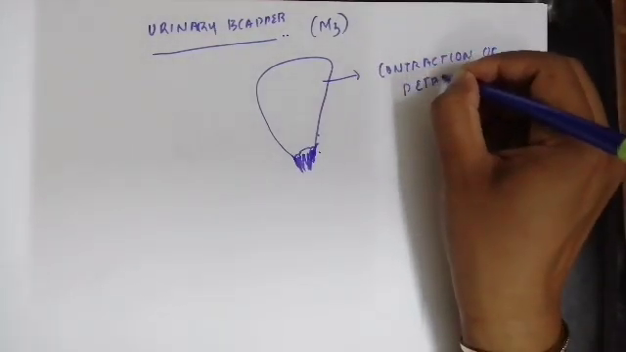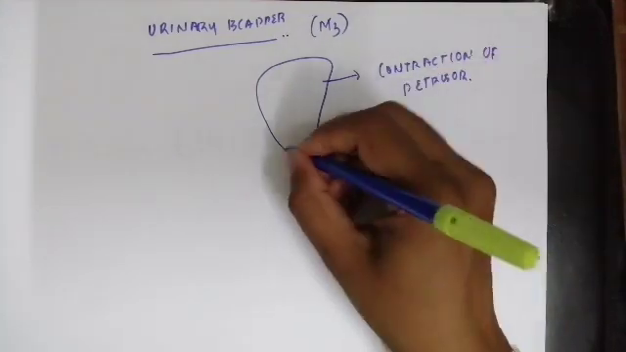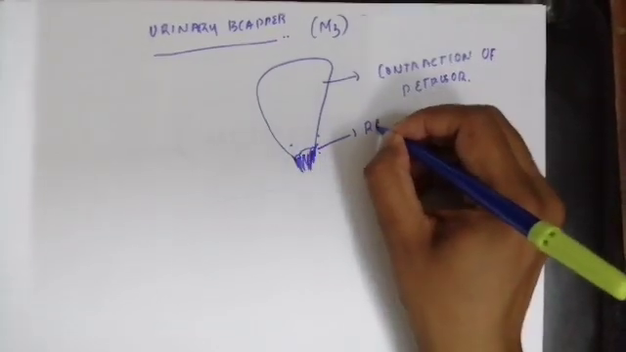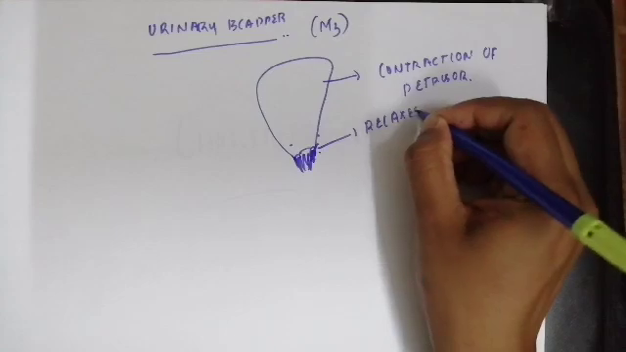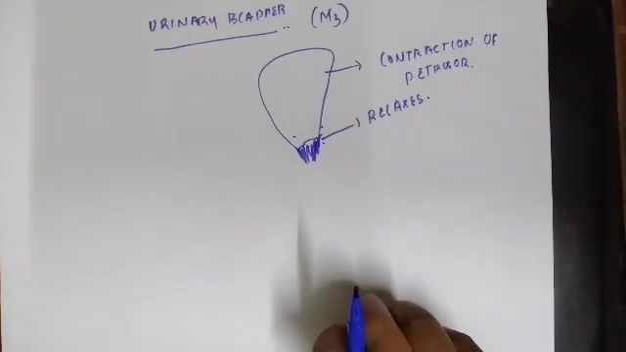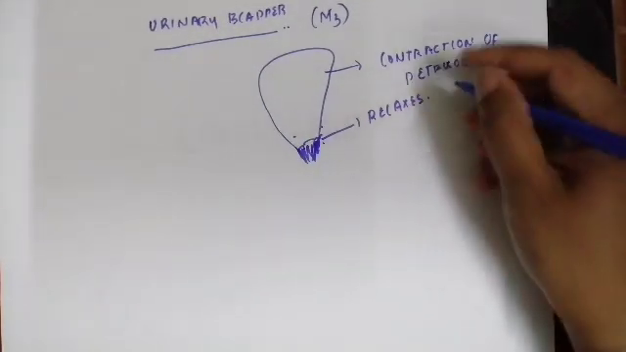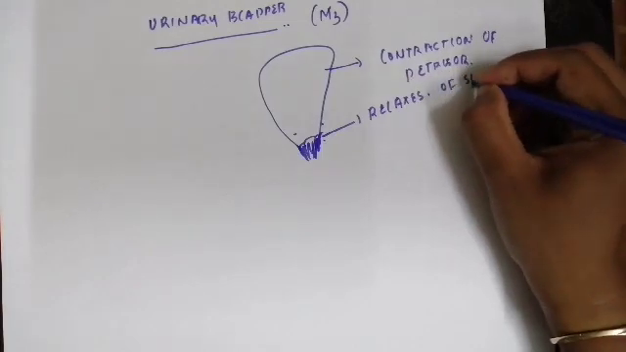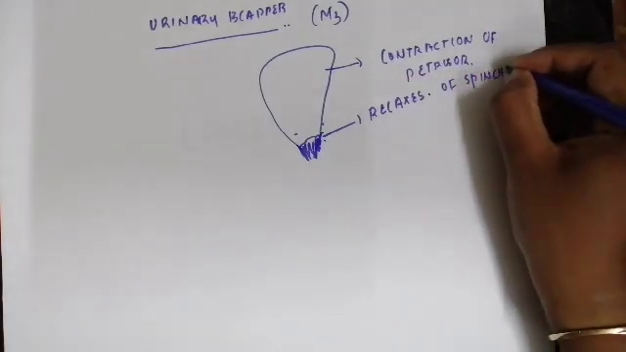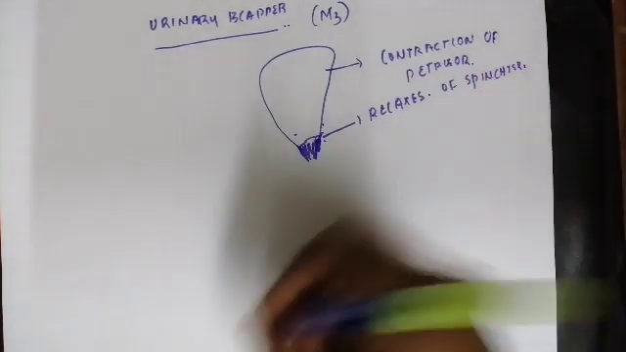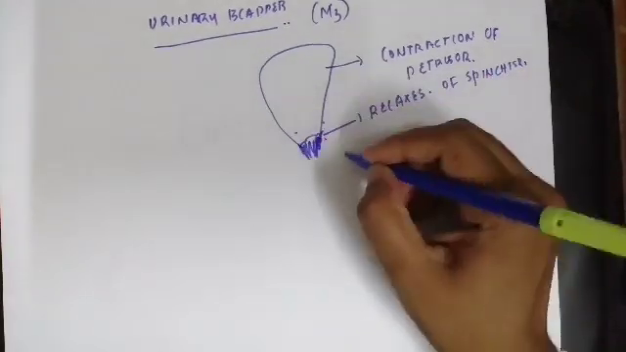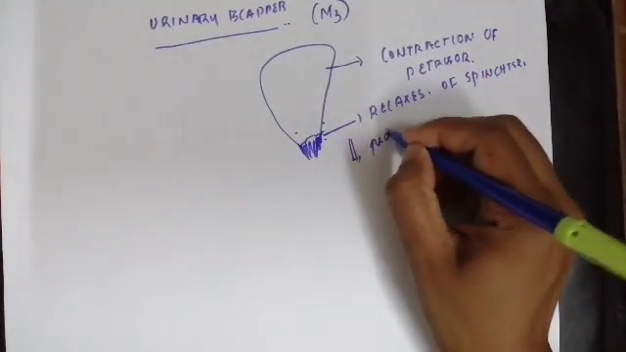Detrusor, and it relaxes the trigone or the sphincter of the urinary bladder. So contraction of the detrusor muscle and relaxation of the sphincter will cause increased micturition. So it is helping in increased micturition.